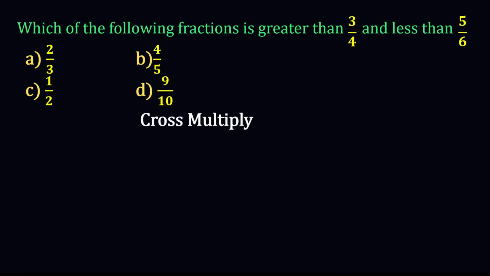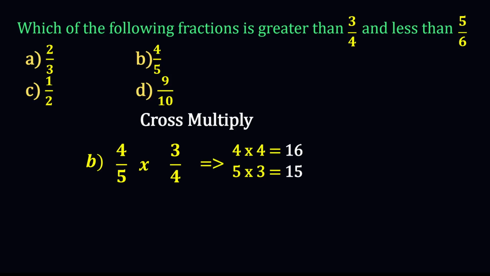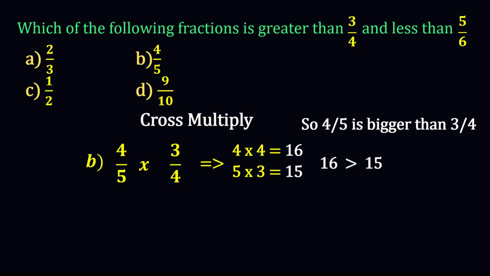Let's try to solve this using a different approach or method, that is cross multiply. So we will select option B, which we know is correct. So that'll be 4/5. Now all I need to do is compare it with our question, that is 3/4. All I need to do is cross multiply them. So 4 times 4 will give me 16 and 5 times 3 will give me 15. So we can see that 16 is greater than 15. So 4/5 is bigger than 3/4.